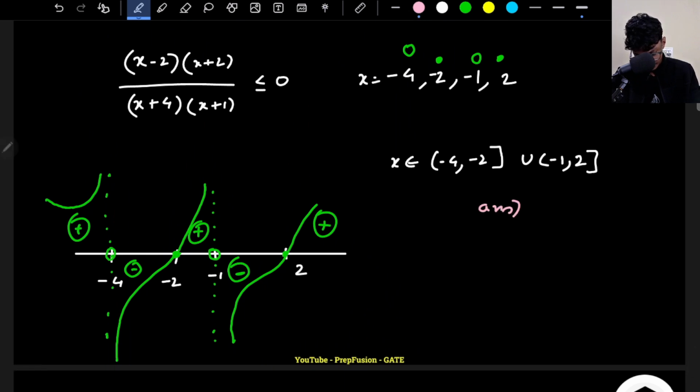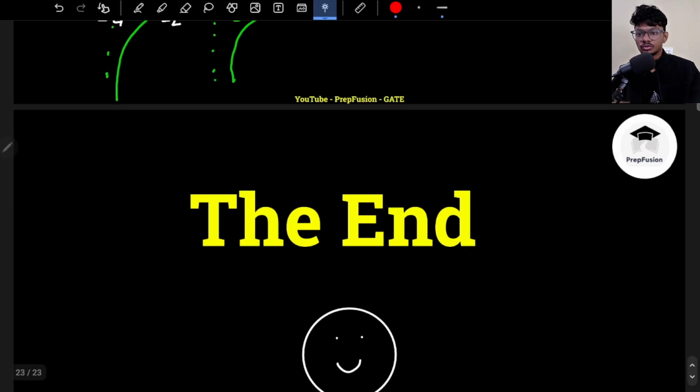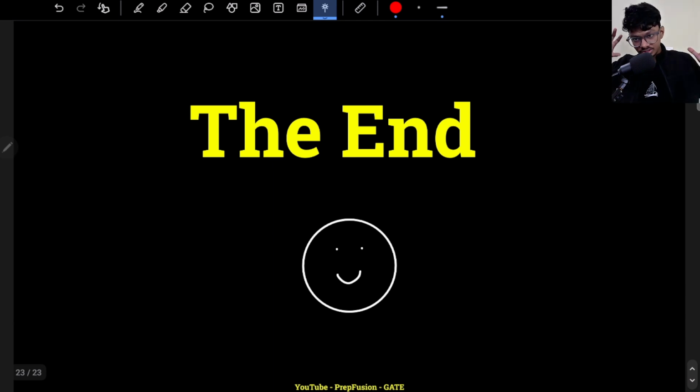Just understand the brackets as well, this also you have to understand. So this is how we end our first topic of mathematics foundation, that is wavy curve.